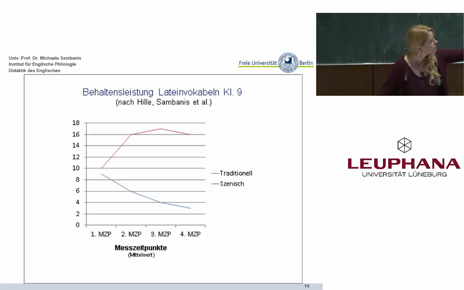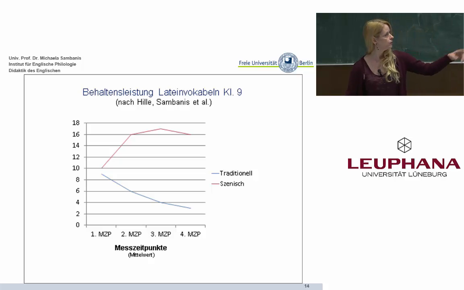The group where it says traditional, they learned the blue line. They learned the words without movements, whereas the others used gestures, mime, corresponding gestures, so gestures that make sense. How did it look? This is what we call scenic learning. That's why it says scenic.